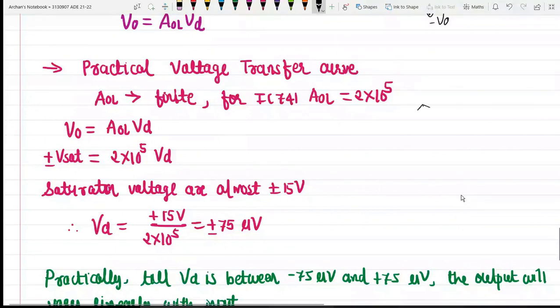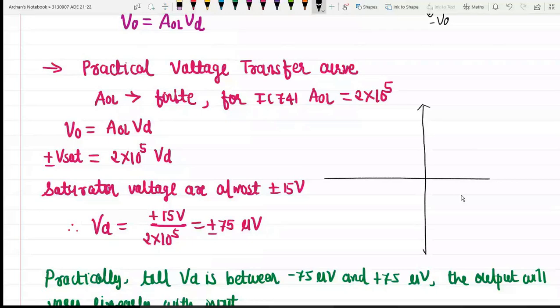voltage transfer curve, the practical voltage transfer curve is now this. Okay. So I'm taking difference voltage on the horizontal axis and output voltage on the vertical axis, right? So we have two limits. Let us say this is my point A, which indicates negative 75 microvolt, and this is my point B, which indicates positive 75 microvolt. Okay, so we have set one limit. Within this limit, what will happen? The voltage transfer curve will have a linear value.